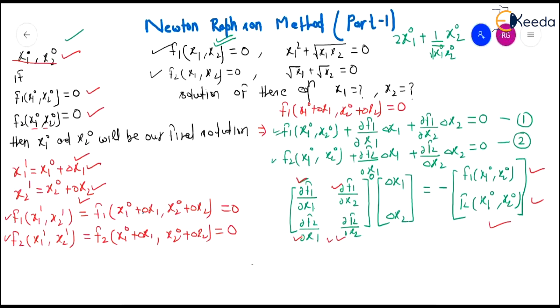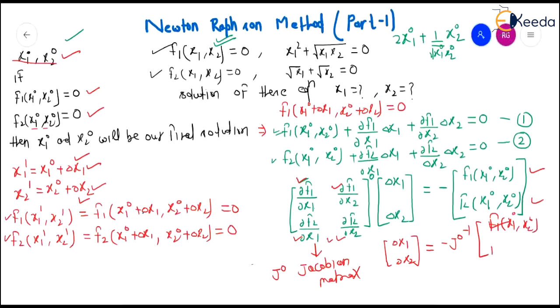If we want to calculate the value of Δx1, we can easily calculate it. This is also called the Jacobian matrix. We can represent it by J⁰, because we know this is the value at the initial point. So if you want to find Δx1, Δx2, meaning the increment, it will be minus of J⁰ inverse times f1(x1⁰, x2⁰) and f2(x1⁰, x2⁰).